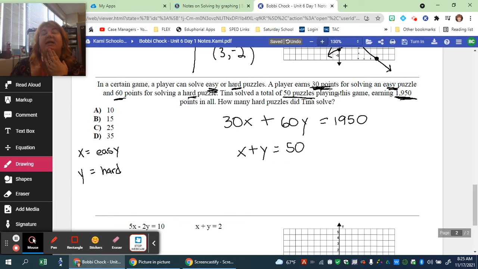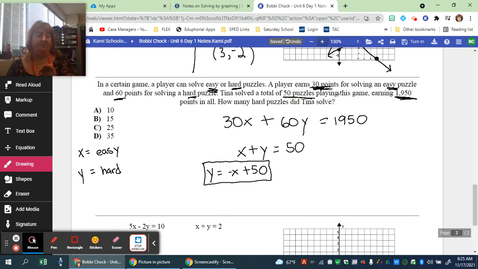Now let's put these both in slope-intercept form. This one's easy. It's just going to be y equals negative x plus 50. And if you struggle with putting in slope-intercept form, there is an IXL that you can do that will really help you practice on it. I'm going to put that in the resources and really push you guys to do it. I don't remember the letter of the IXL. I have to look it up.